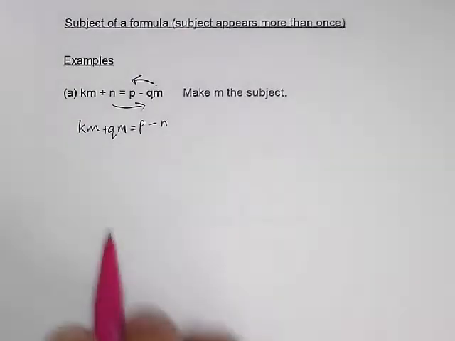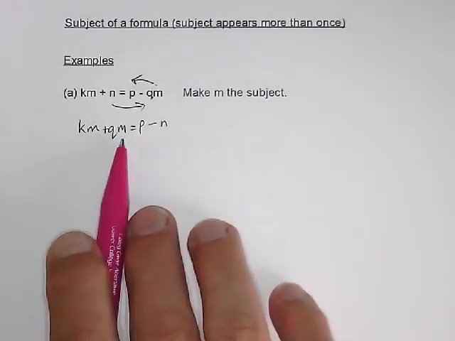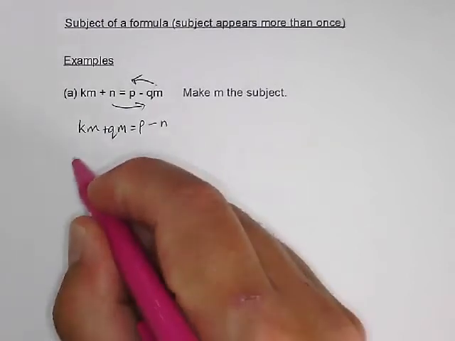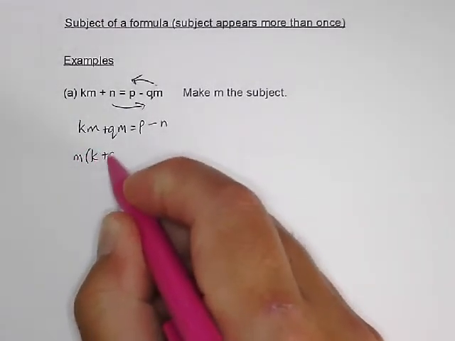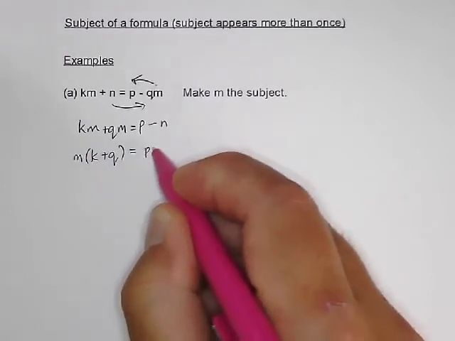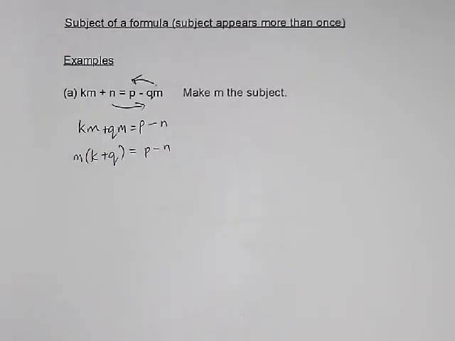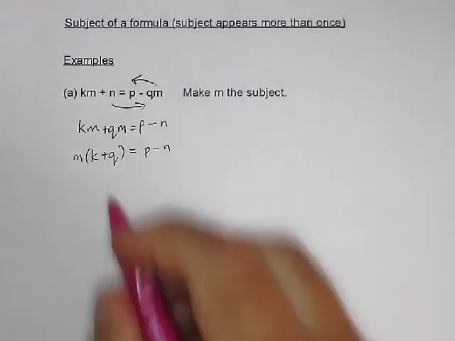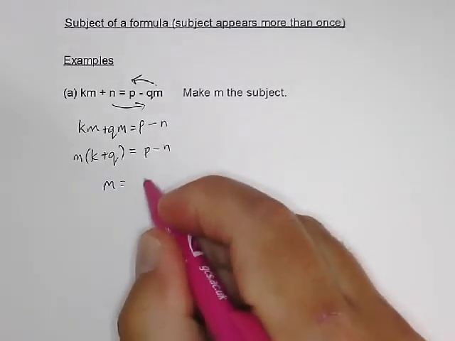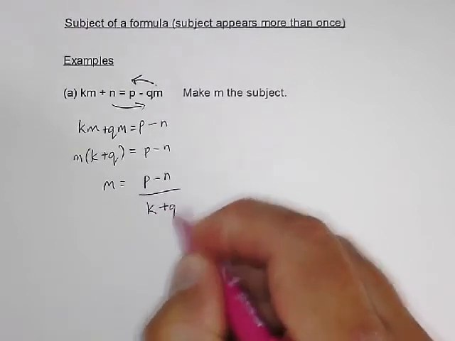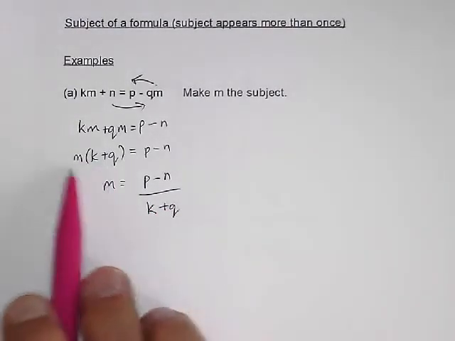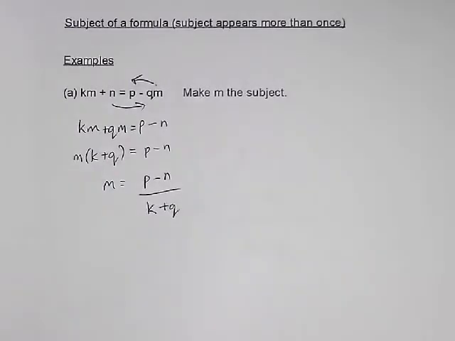So my last but one step is to get M on its own, I'm going to factorize. So take M outside the bracket, and then we're left with K plus Q inside the bracket. The right hand side remains unchanged. And the final step then would be to divide by the bracket, because the relationship on the left hand side with the M and the bracket is a multiplication relationship, so the opposite is divide, and we have made M the subject of this formula.